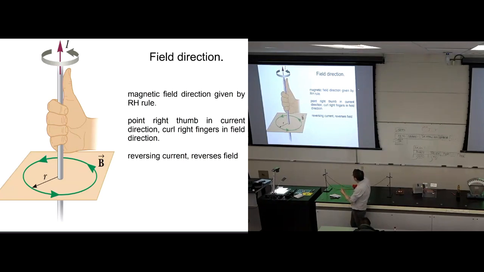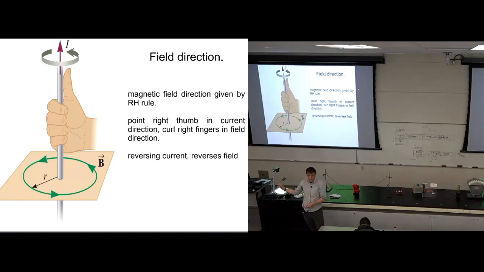The field lines come out of the screen in this 3D picture on the left-hand side, and they go into the screen on the right-hand side. The fingers come out of the screen on the left-hand side and curl back in on the right-hand side. So this right-hand rule is a very handy way of remembering the direction of the field around a long straight wire.